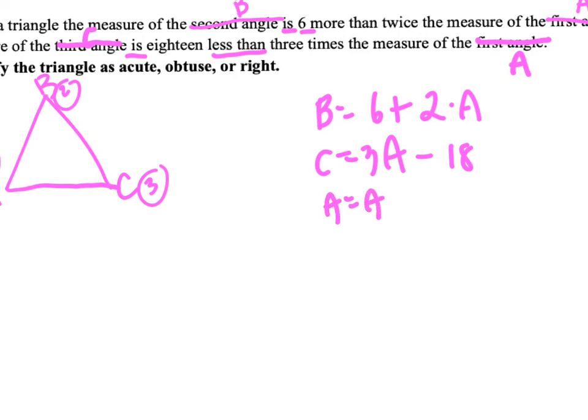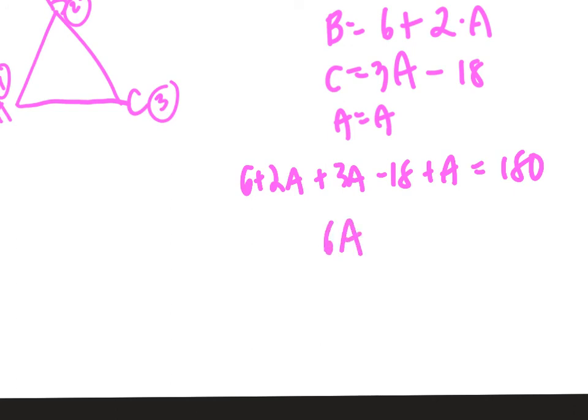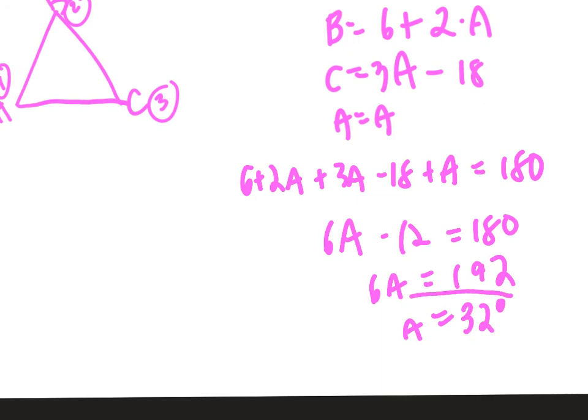I'm going to use my triangle sum theorem again, right? So I know that 6 plus 2A, plus 3A minus 18, plus A, all equals 180. When I add my like terms together, I get 6A minus 12 equals 180. 6A equals 192, and then A equals, I can't do this off the top of my head, 192 divided by 6 gives me 32. So A is 32 degrees.